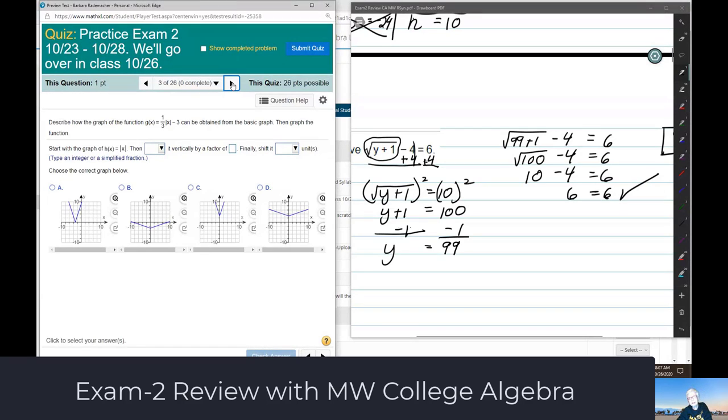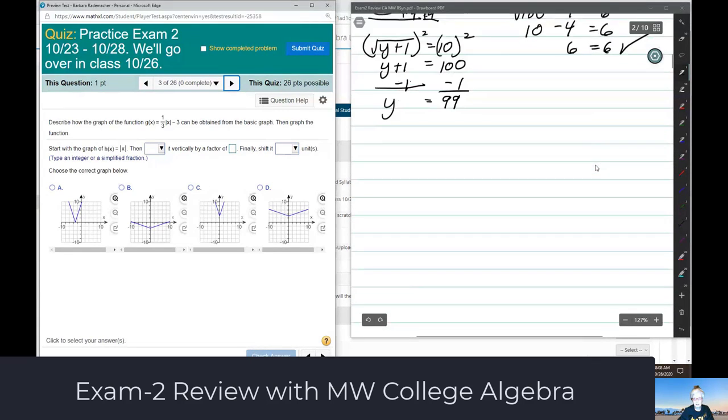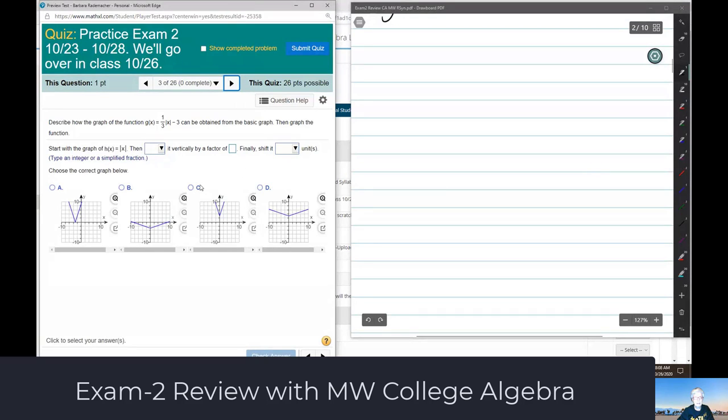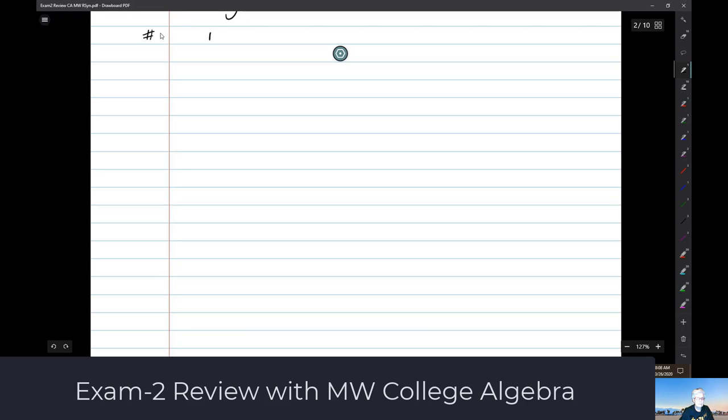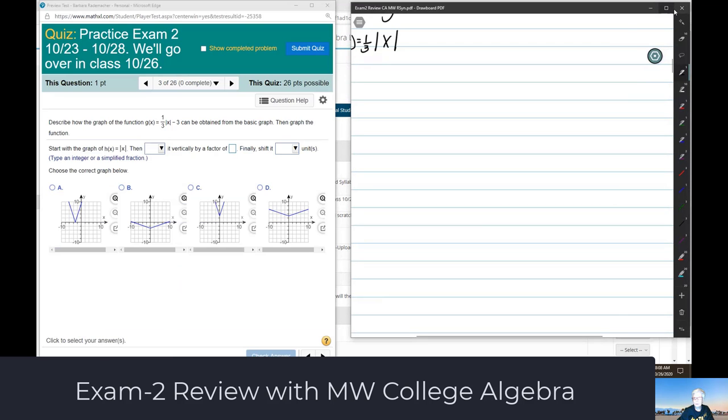How are you with transformations? I wouldn't mind if you went over that again. This one? Okay. Here we have g of x. This is number 3. Minus 3, okay.